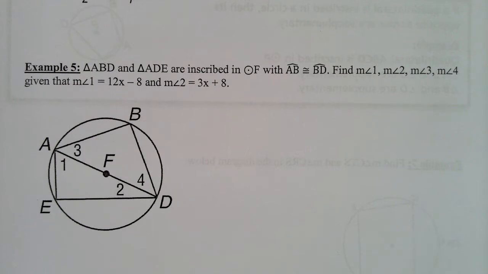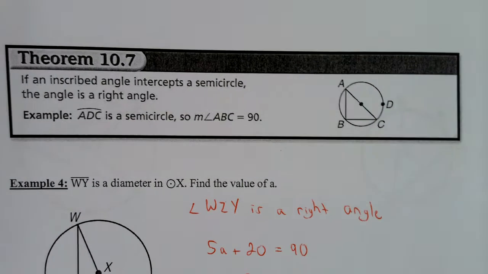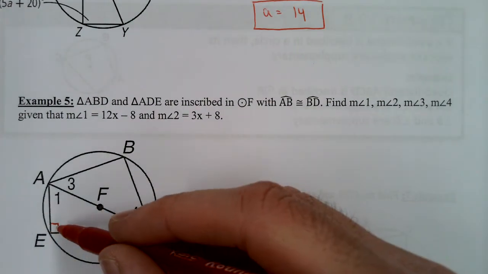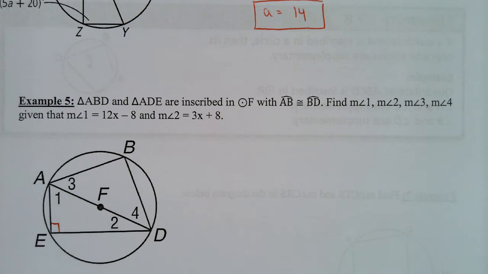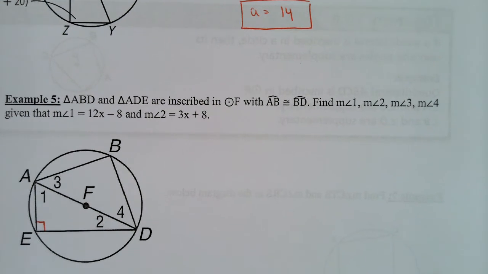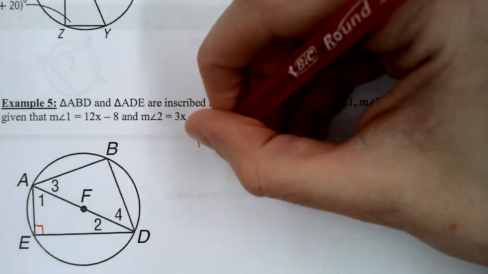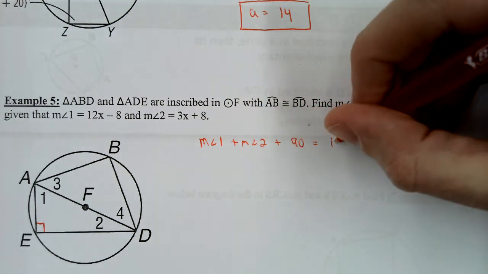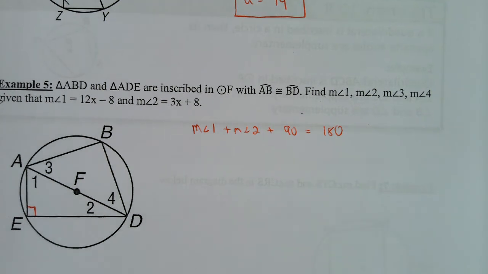Okay, so first things first, let's focus on triangle AED. And you should know that this is a right angle right here because of the theorem right above. This is an angle that's inscribed in a semicircle, so it's 90 degrees. So I'm going to say that the measure of angle 1 plus the measure of angle 2 plus 90 equals 180, because all the angles in a triangle add up to equal 180.